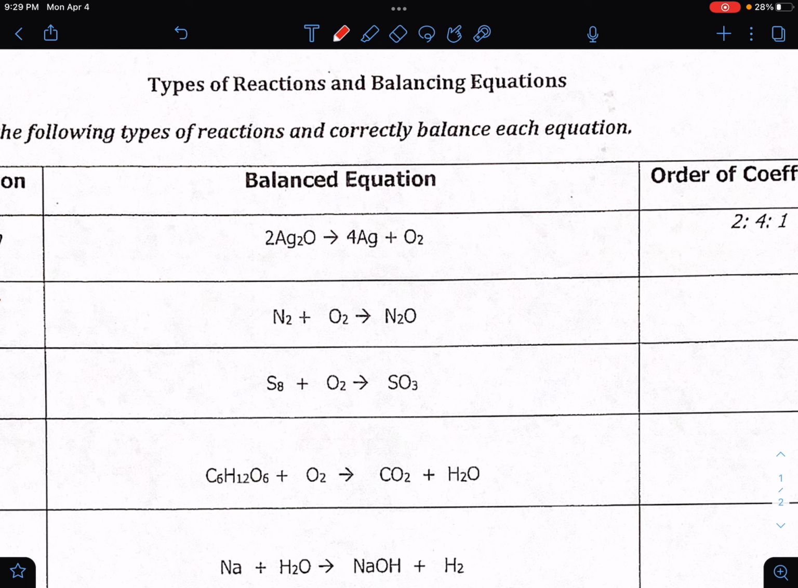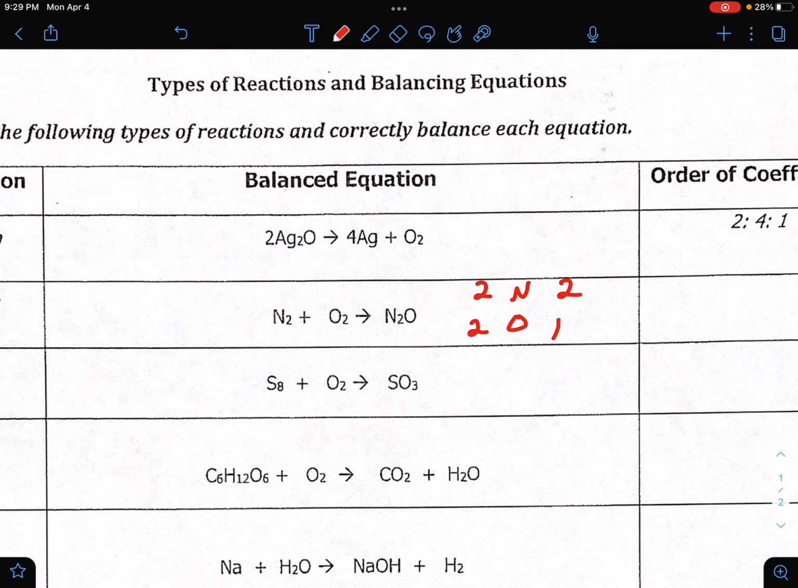I'm going to look at the elements I need to balance. So I have nitrogen and I have oxygen. Again, remember I always save oxygen for last. Now we're going to count how many I have on the left side versus how many I have on the right side. I've got two nitrogens on the left, two nitrogens on the right. I've got two oxygens on the left and only one oxygen on the right. So nitrogens are good, so let's move on to oxygens.